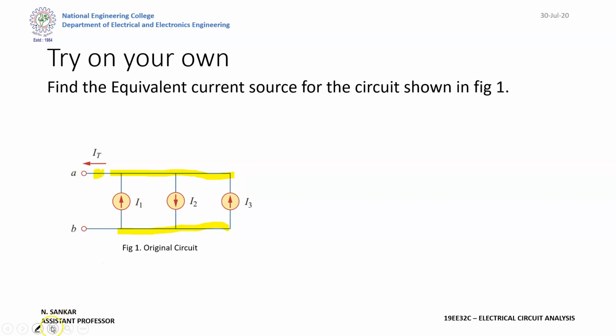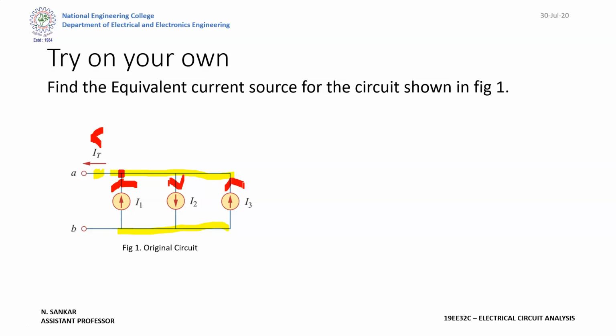Okay, so let us just read this point. Let us take this point as node A. Here IT is the total current, and it is leaving the node, so it is going outside, and I1 is entering the node. Similarly, I2 is leaving the node, and I3 is entering the node.